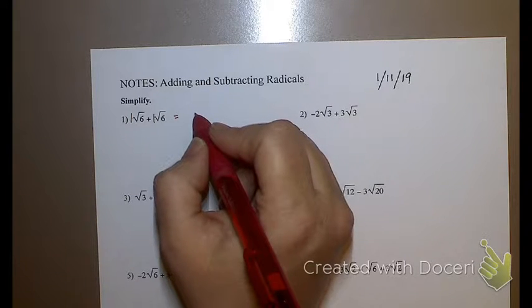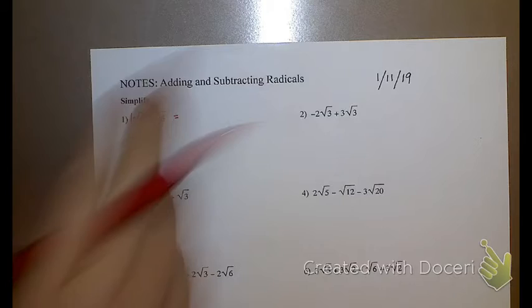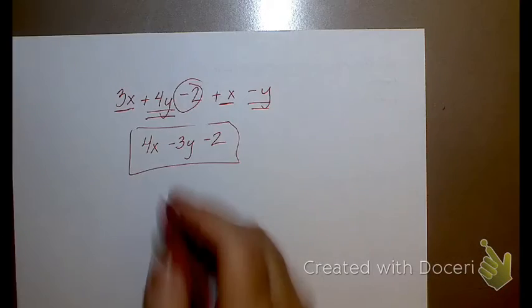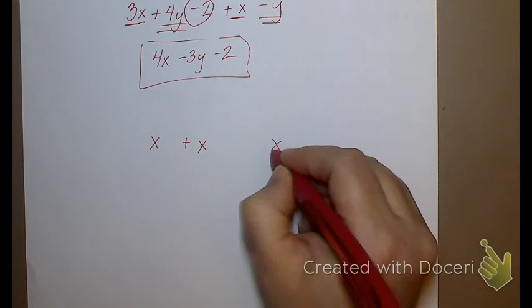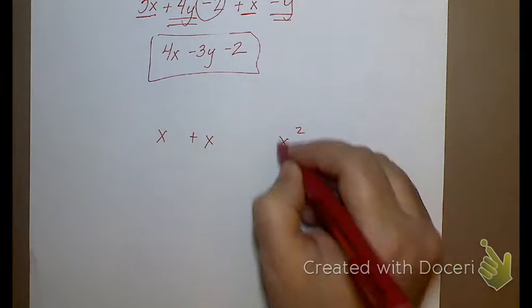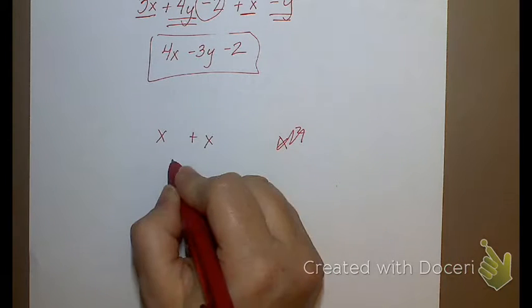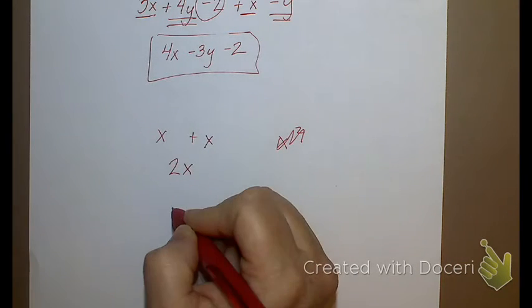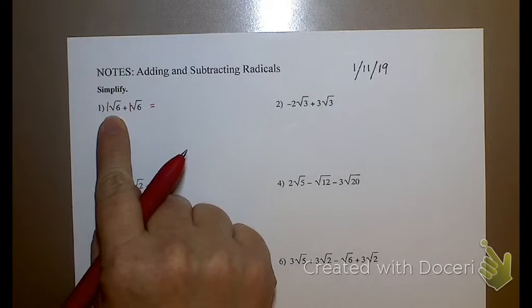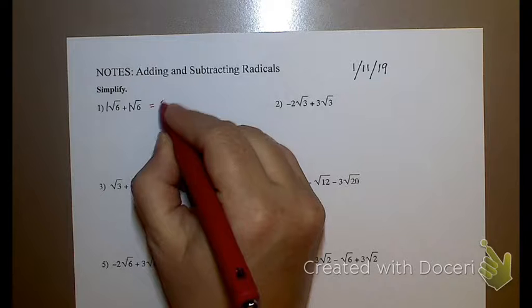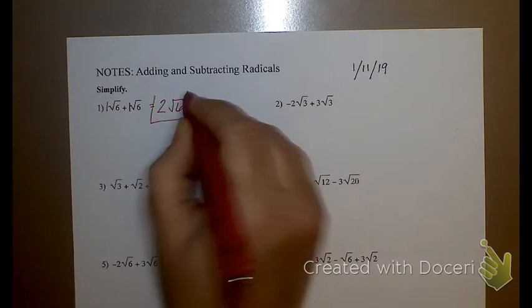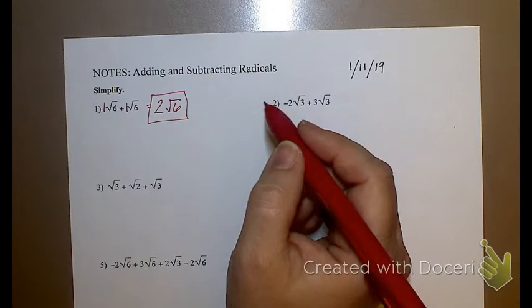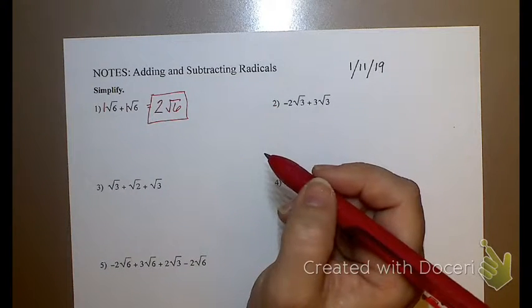We can't treat it the same way as multiplication. Like if you have x plus x, you don't have x squared, right? Because that's multiplication. What do you have? You have 2x, don't you? So if I have 1 rad 6 plus 1 rad 6, I have 2 rad 6. So the radical isn't actually going to change. It's just what we call the coefficient, the number in front of the radical, that's going to change.